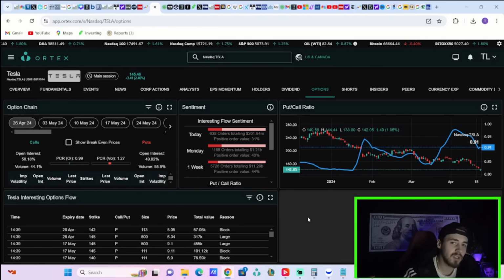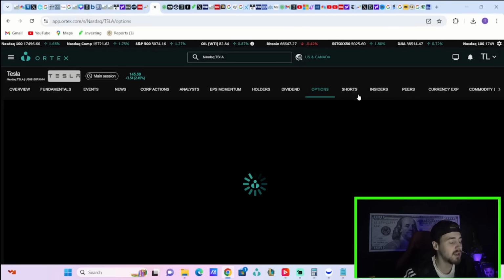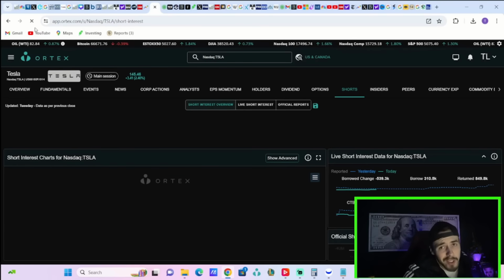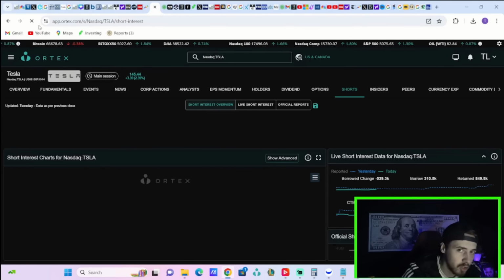Heading into Tesla's earnings call, the option activity today is actually on the lighter side, which is surprising. You do have 638 orders totaling $201.84 million with a positive order value of 31%. Shorting activity, on the other hand, is definitely strong today if we go ahead and pull that up. Apparently, I'm not able to see that. I'm getting a lot of spinning circles here on Ortex, but you are sitting at multi-year highs for the short interest heading into this earnings call.